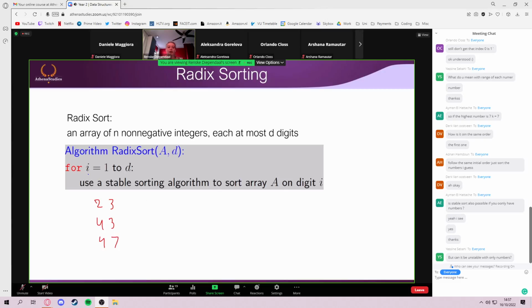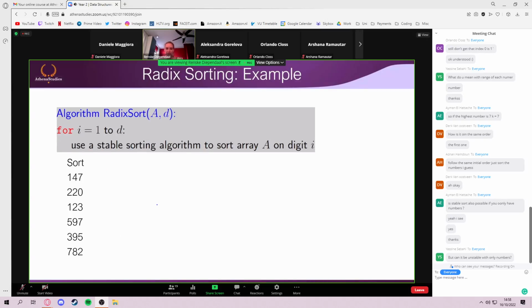And then they say for i is 1 to the number of digits, where d is the number of digits. Use a stable sorting algorithm, so any algorithm is fine, to sort array A on digit i. So i starts at 1, so you first sort this part, and then you sort this part. And I have a little example for this. We're just going to sort it ourselves. We don't need an algorithm.